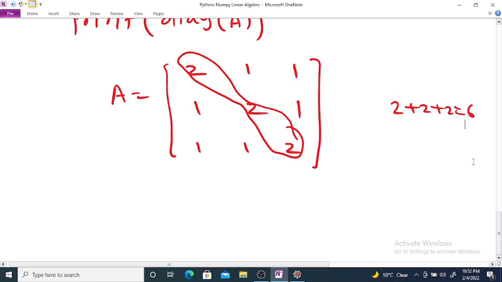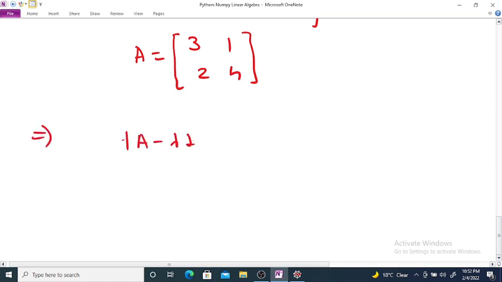Next, we know how to find an eigenvalue and eigenvector of a matrix. Suppose we consider the 2 by 2 matrix A equal to [3 1; 2 4]. This is a 2 by 2 matrix, and we want to determine the eigenvalues of this matrix. Then consider the determinant of A minus lambda I equal to 0. Then this implies the determinant of [3 minus lambda, 1; 2, 4 minus lambda] is equal to 0.